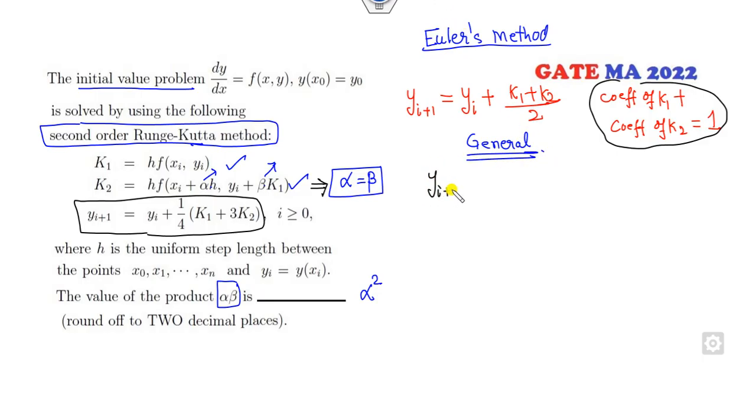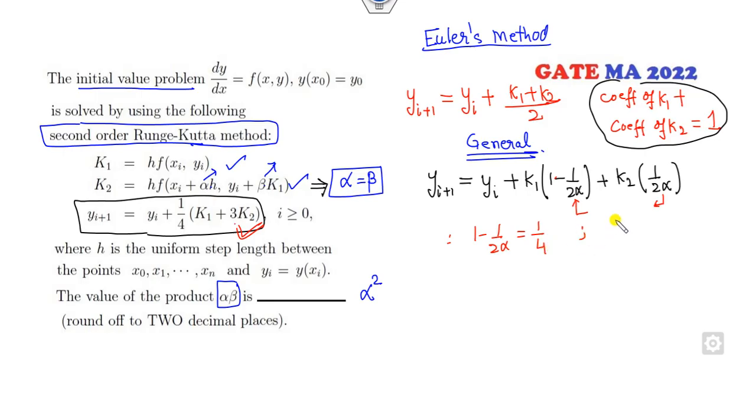So y of I plus 1, which is equal to y of I, can be written as y of I plus k1, coefficient is 1 minus 2 alpha, plus k2 of 2 alpha. Make sure the coefficient of this and this should be 1. So you can see it's verified. So if you compare this equation by here, what is the value of 1 minus 2 alpha? 1 over 4. 2 alpha is my 3 over 4.